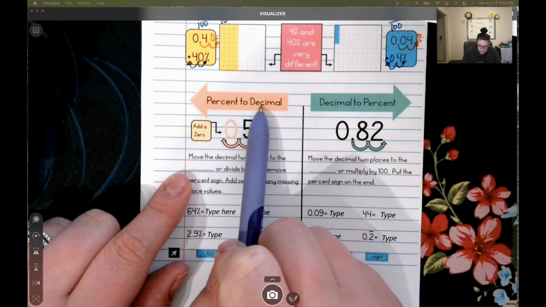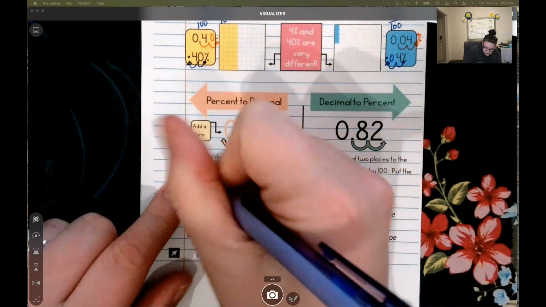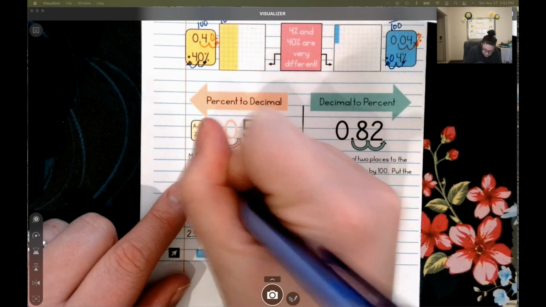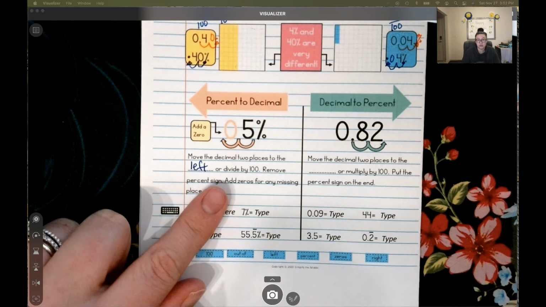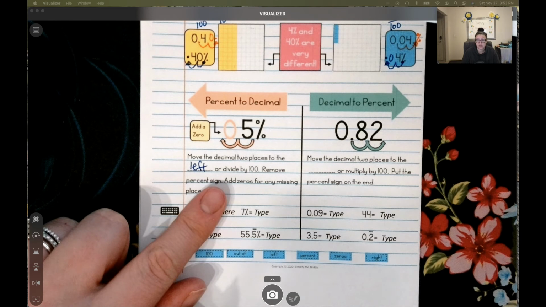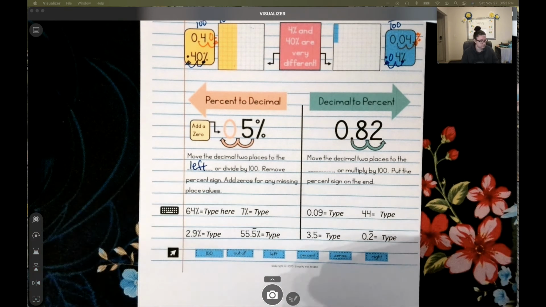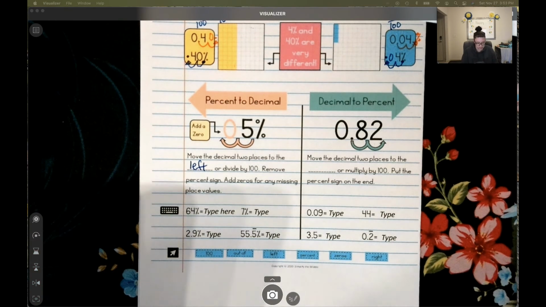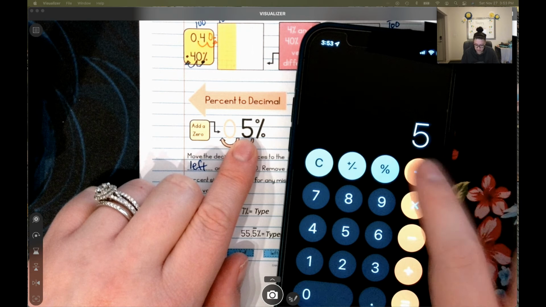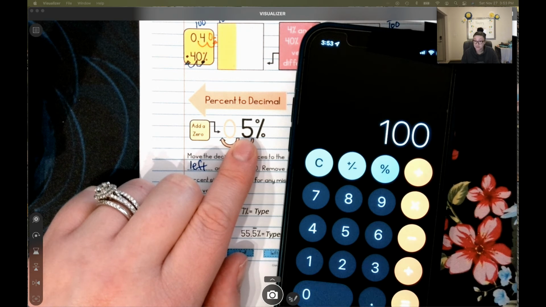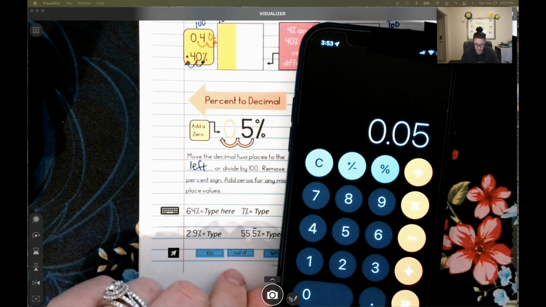To go from a percent to a decimal, move it 2 places to the left, like Beyonce says, or you can divide by 100. Because when I divide by 100, essentially what I'm doing is moving that decimal to the left. Let's see what that looks like on the calculator. You don't have to do this. If I do 5 divided by 100, 5 pieces for every 100, that's 0.05.